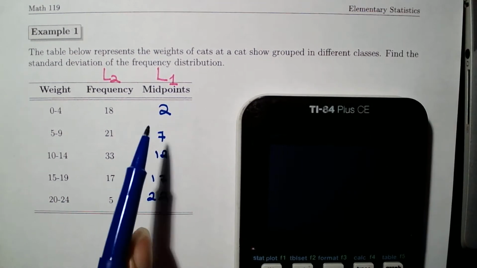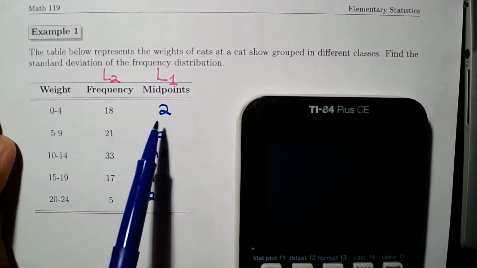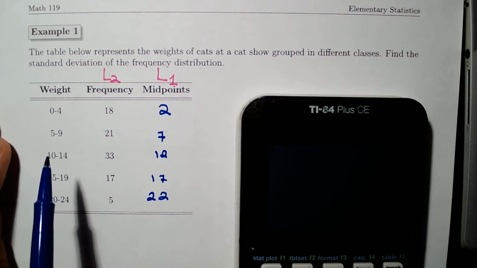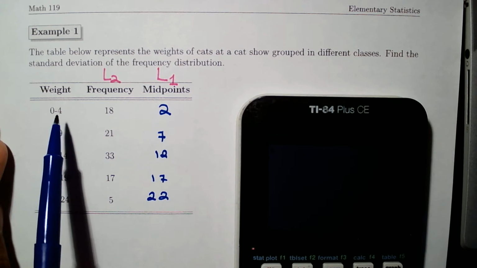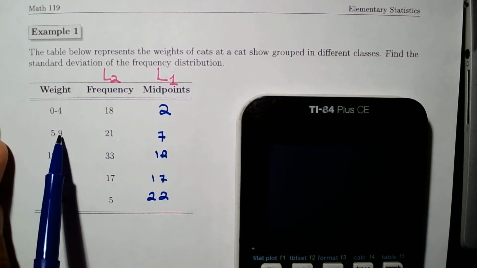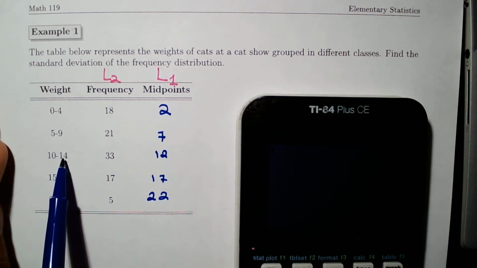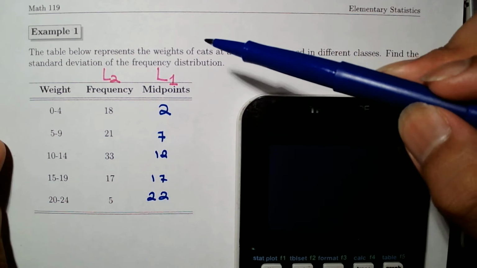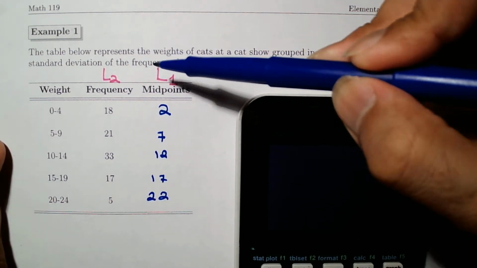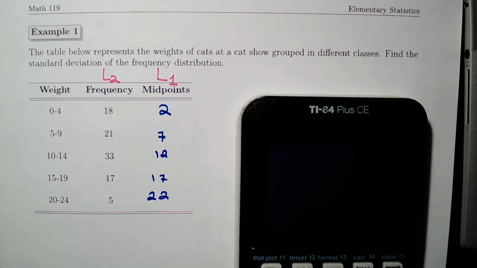So we need to find the midpoints of each class. The midpoint of the first class is 2, because 0 plus 4, we divide that by 2. So to get the midpoints, we add the endpoints of the class and divide by 2. Adding the endpoints of the second class, 5 plus 9, that's 14, that's going to give us 7. 10 plus 14, that's 24, divide by 2, you get 12. So these are the midpoints of the classes. We need to label these as L1 and L2 in this order, because if you do the other way around you are going to get the wrong answer.